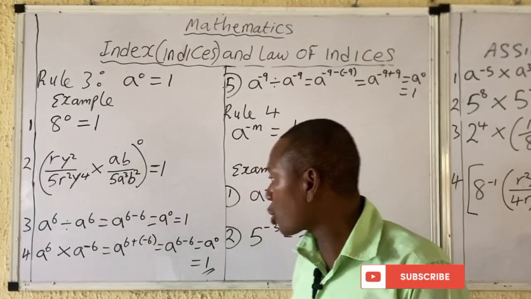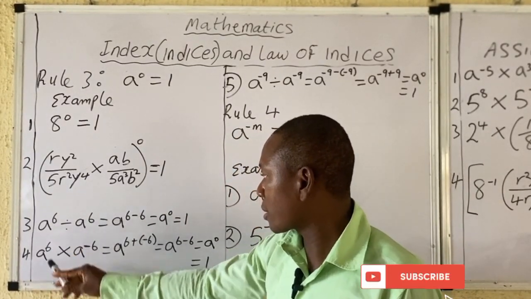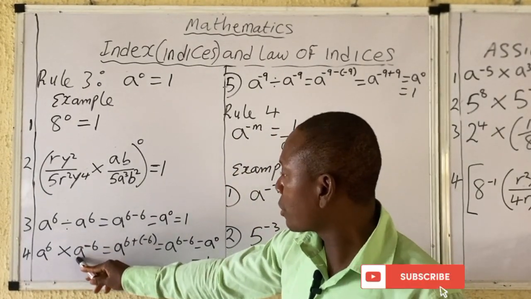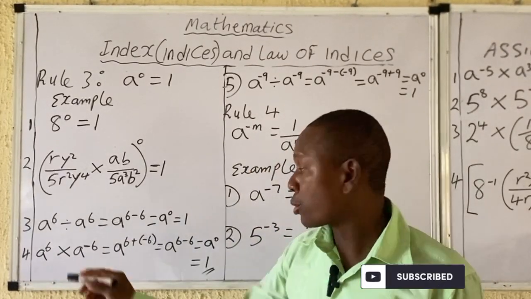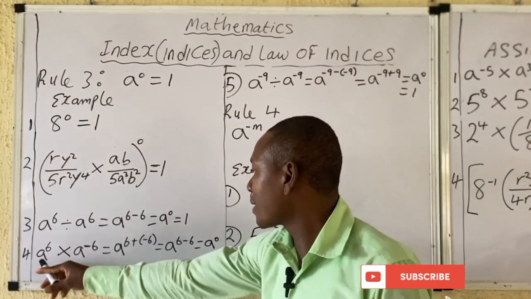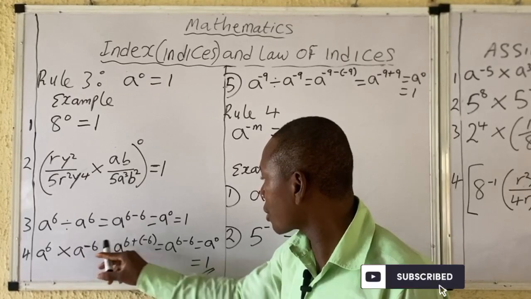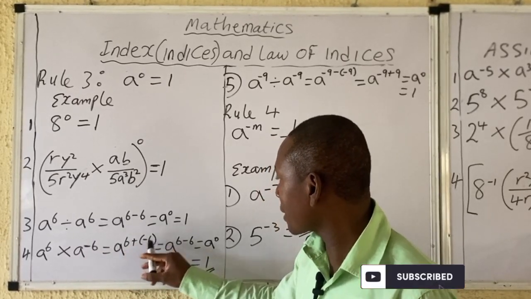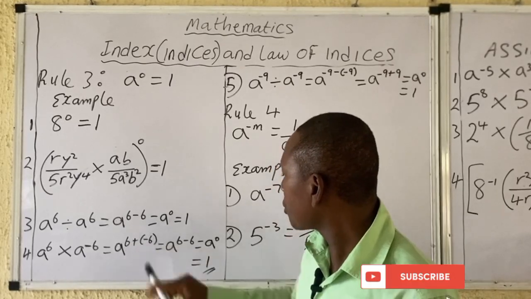All right. Now the question number 4, or example number 4, we have a raised to the power of 6 times a raised to the power minus 6. Now remember, times is addition. You add the powers. Okay, so both bases are the same thing. We'll pick one. 6 plus, remember this is minus 6. So 6 plus bracket minus 6. Now, plus times minus is actually minus.